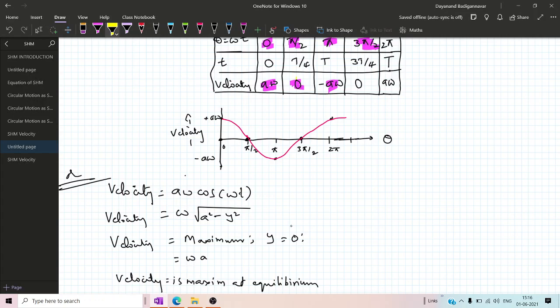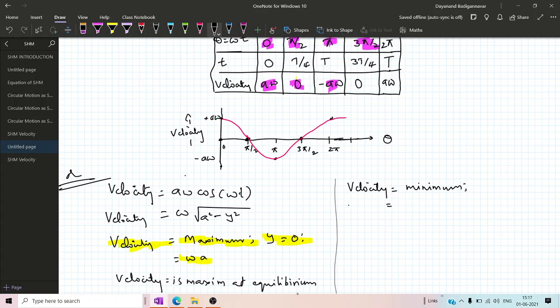So this is the meaning of velocity being maximum at y equal to 0: velocity is maximum at equilibrium, and as the value of y goes on increasing, the velocity goes on decreasing. Let us check it. Here if I have the other case, velocity is minimum. I'll write it here, just for your reference, you should remember this.